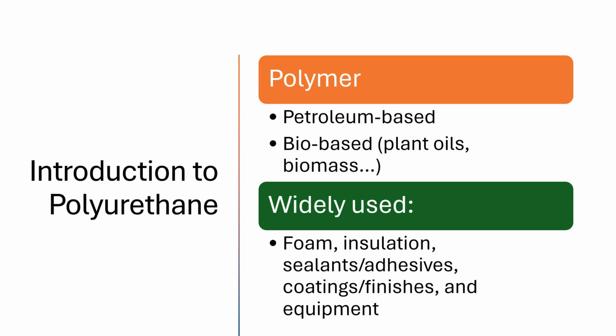The benefit of using bio-based polyurethane over petroleum-based is that it does completely biodegrade and leaves no microplastics behind in the environment. It is, however, slightly weaker than the petroleum-based version. Polyurethane is a widely used molecule. It can be found in foam, insulation, sealants, adhesives, coatings, finishes, and different kinds of equipment, such as hoses or gears.